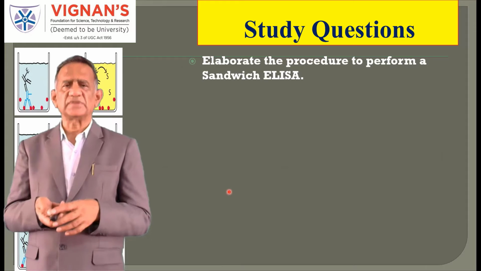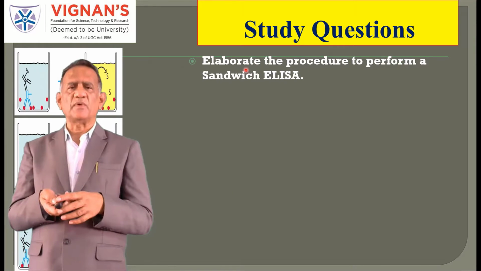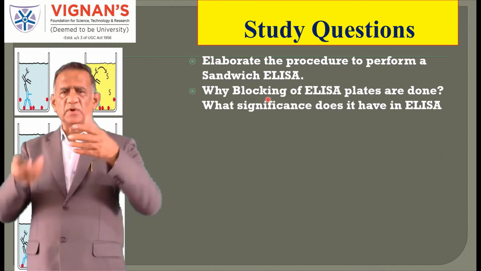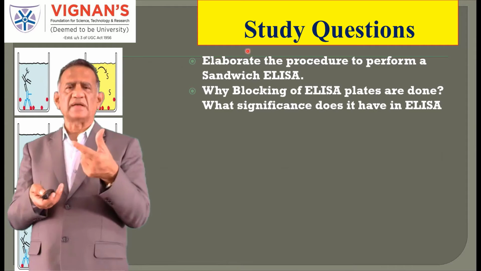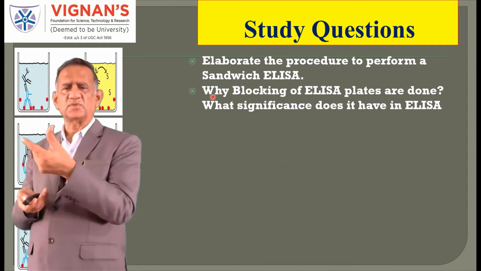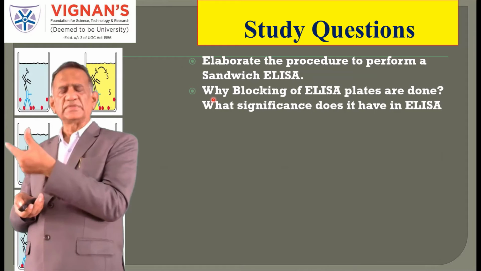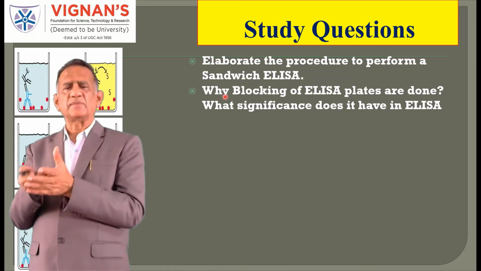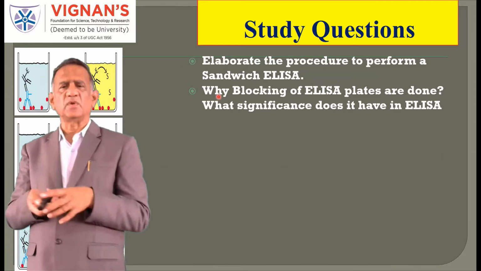Study questions: have this as a home assignment. Elaborate the procedure to perform sandwich ELISA. If you elaborate this, you will know the total ELISA technique: where the blocking has to take place, where the washing has to take place, where the binding of these compounds within the ELISA plate takes place. All these things will be known to you. Where the capture antibody is added, where the detecting antibody is added. All these things will be known here.